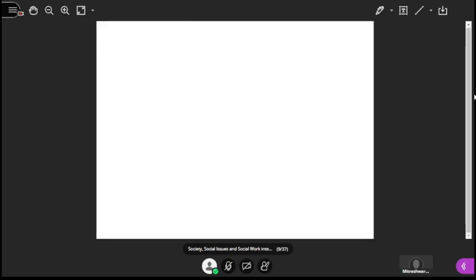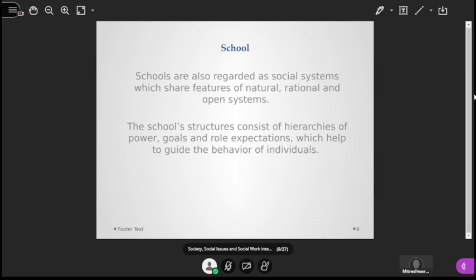Alors, when we talk about schools and not institutions, schools are also regarded as social systems which share features of natural, rational, and open systems. The school structure consists of hierarchies of power, goals, and role expectation, which help to guide the behavior of individuals.